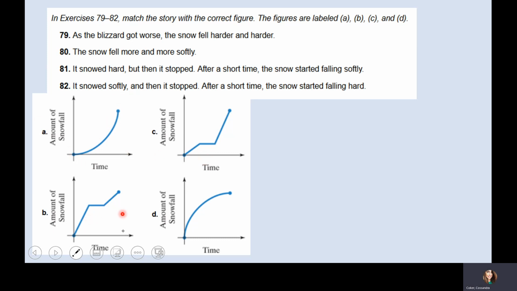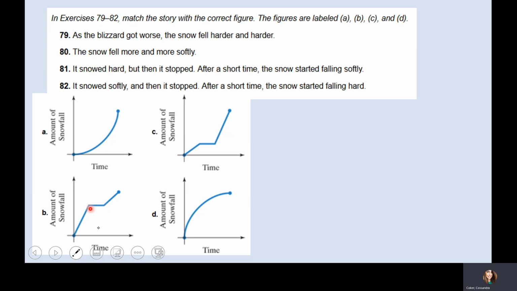And then in part B, okay, time, of course, is increasing. Your amount of snowfall is increasing at a constant rate, and then all of a sudden here, what happens to it? In this case, where you see the flat horizontal part of your graph, that means that your snowfall, did it fluctuate at all?